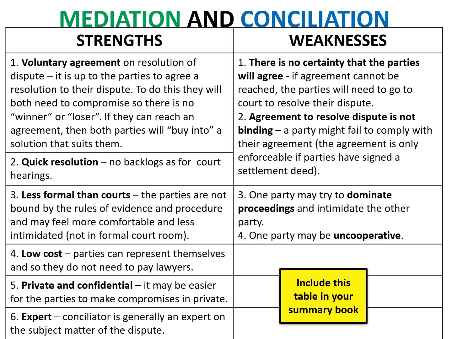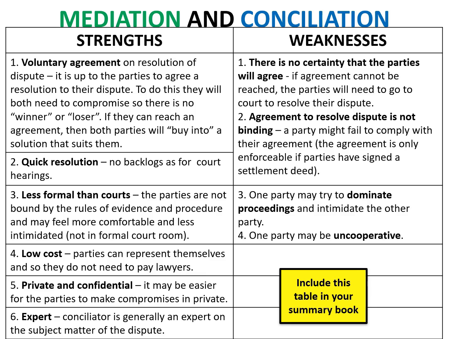While the fact that the dispute is resolved through agreement in a mediation or conciliation is the main strength of mediation and conciliation, it is also its most significant weakness. This is because there's no certainty that the parties will be able to resolve their dispute by reaching an agreement. If they can't agree, then the parties will have wasted time and money in mediation or conciliation, and they'll still need to have a court resolve their dispute at a trial or hearing. In addition, any agreement reached at a mediation or conciliation is not binding unless the parties sign a settlement deed.